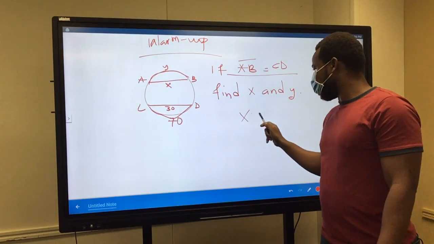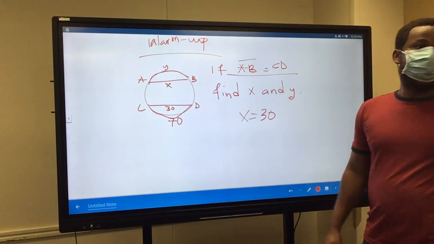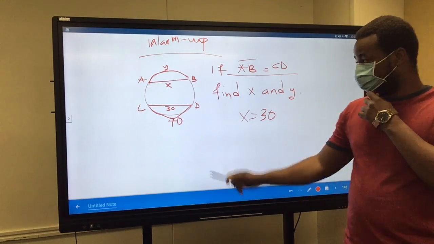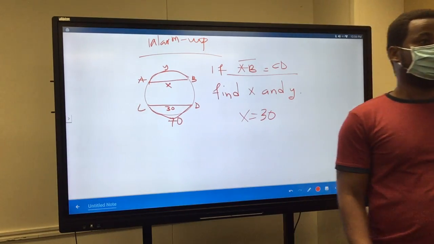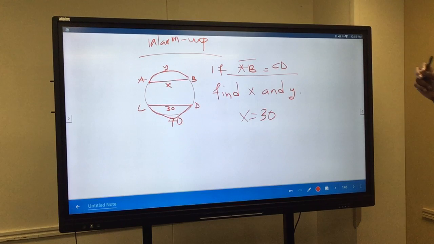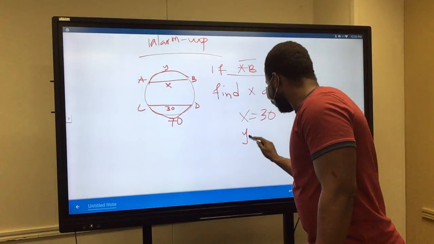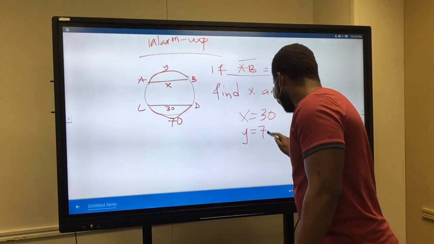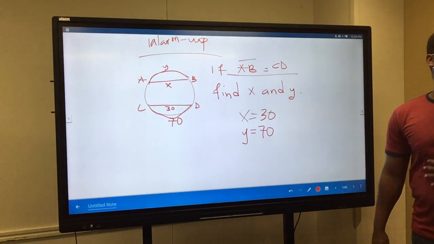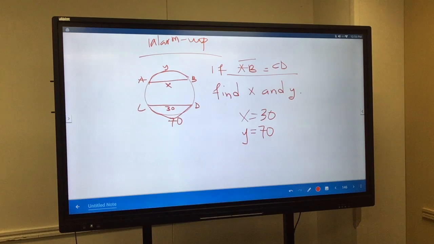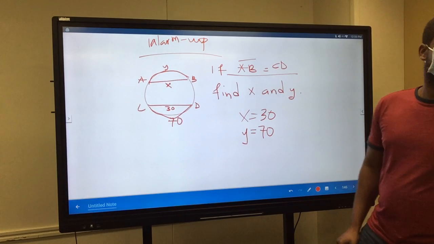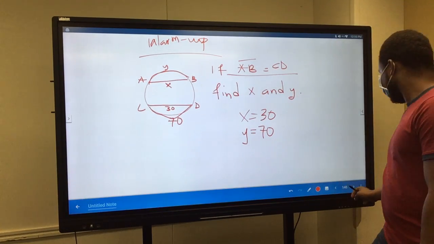So x will be equal to 30. All right. Now, Octavia, you are talking. What will be y? If those are two chords, yesterday we talked about the theorem. So y will be what? 70, right? You remember. That's nice. Those are basic. This thing we talked about yesterday, we call them using the chord. That's the theorem for the chord.